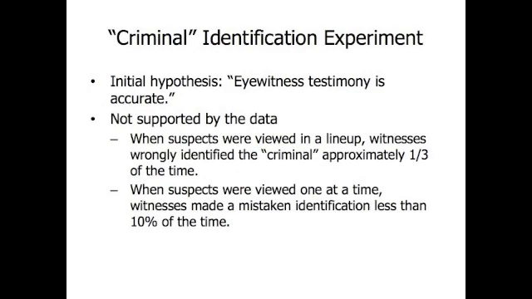When the suspects were viewed together in a lineup, the observers or witnesses erroneously identified someone as the purse snatcher about 1/3 of the time. When the suspects were viewed one at a time, the observers made a mistaken identification less than 10% of the time. And remember, in this experiment, the lineup did not include the actual "criminal."